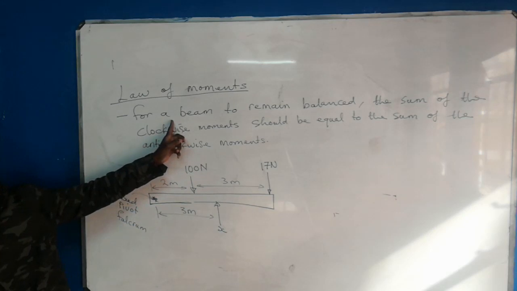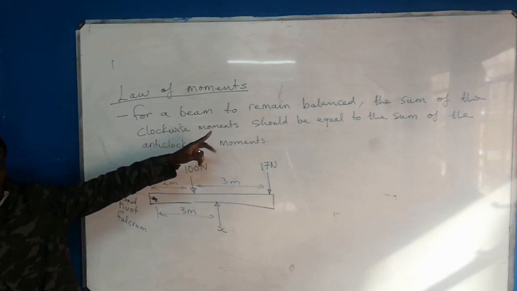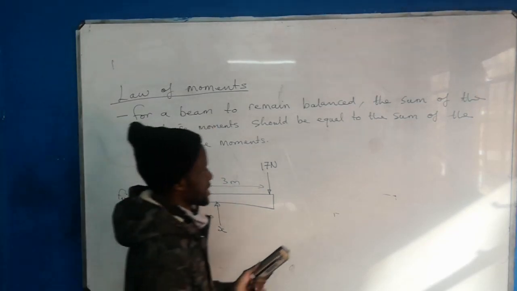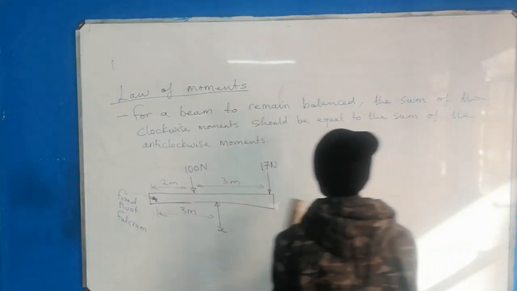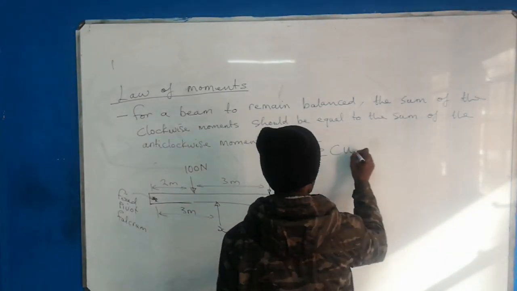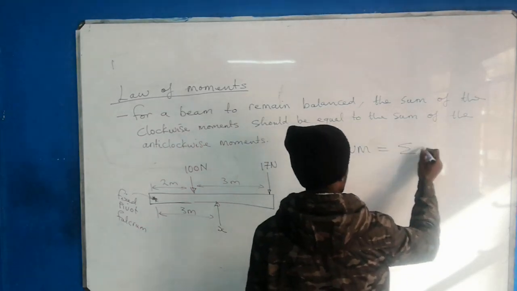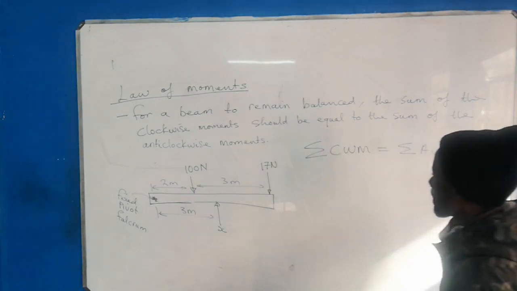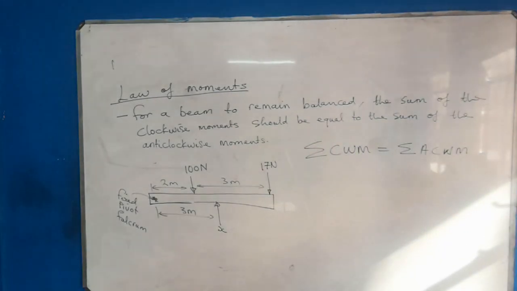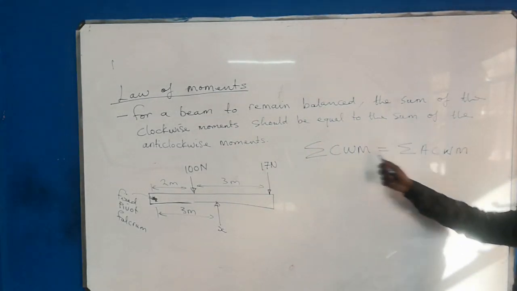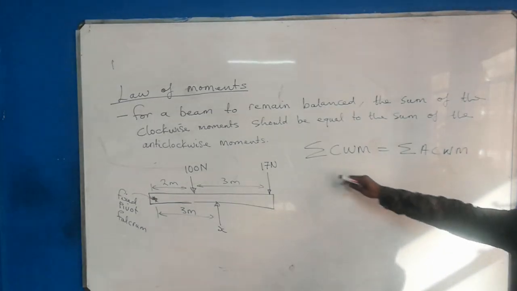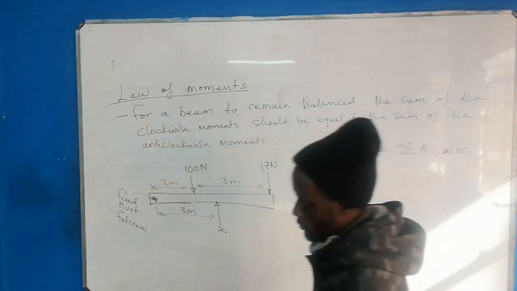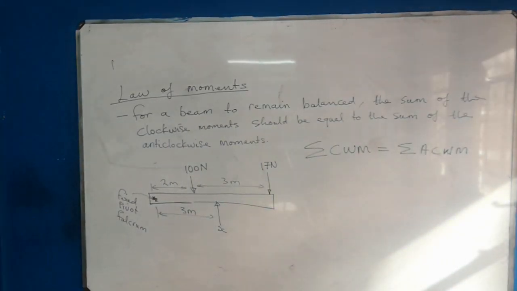But according to this, what we have said is that the sum of the clockwise moments should be equal to the sum of the anti-clockwise moments. What we have just said in mathematics will look like this: the summation of the clockwise moments should be equal to the sum of the anti-clockwise moments.